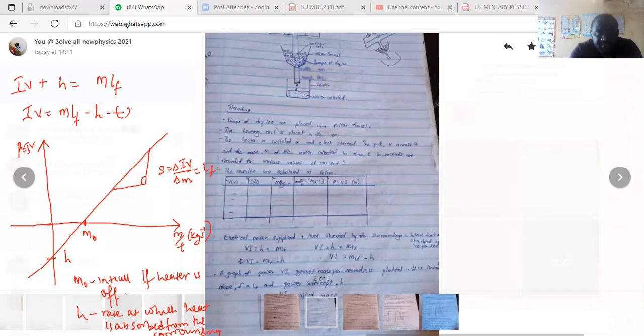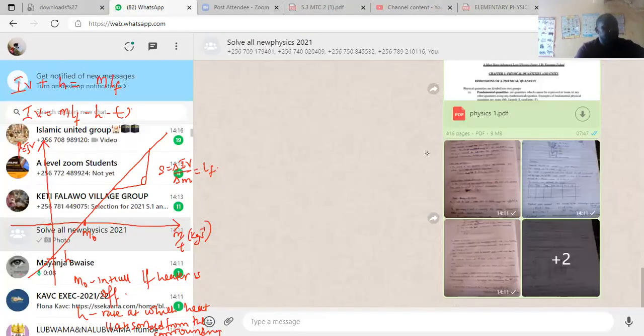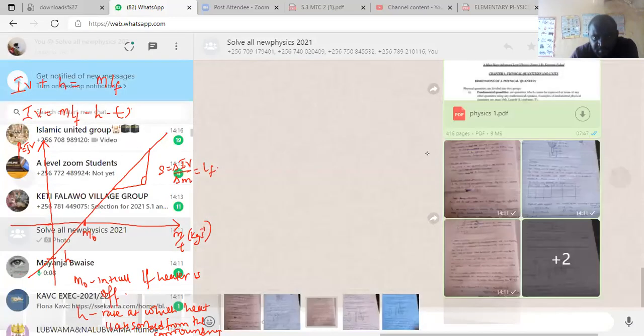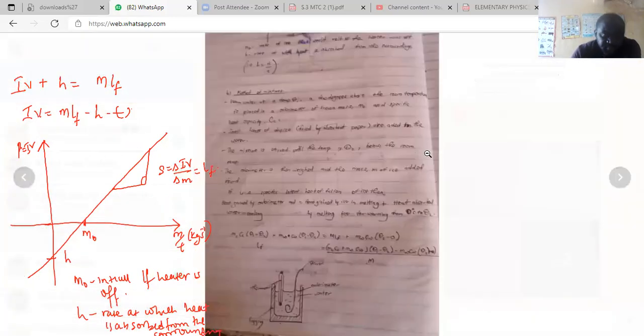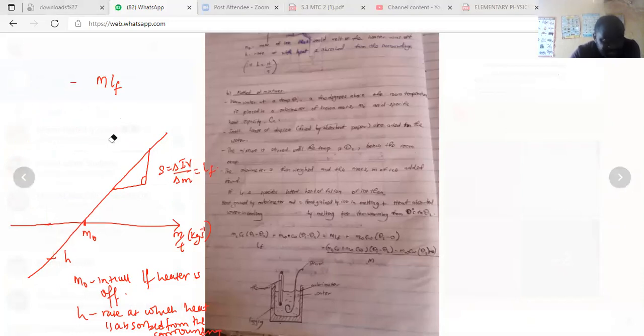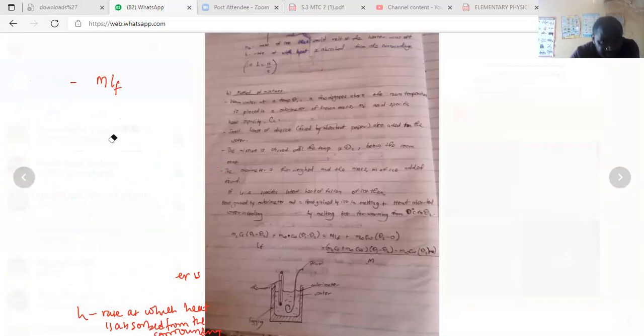Now, the second method is what we know as the method of mixtures. Whereby for the method of mixtures, this is how it's going to be like. In the method of mixtures, we have a stirrer, we have a thermometer, we have a lagging that prevents heat losses, we have water, and then we have to put the ice water mixture.